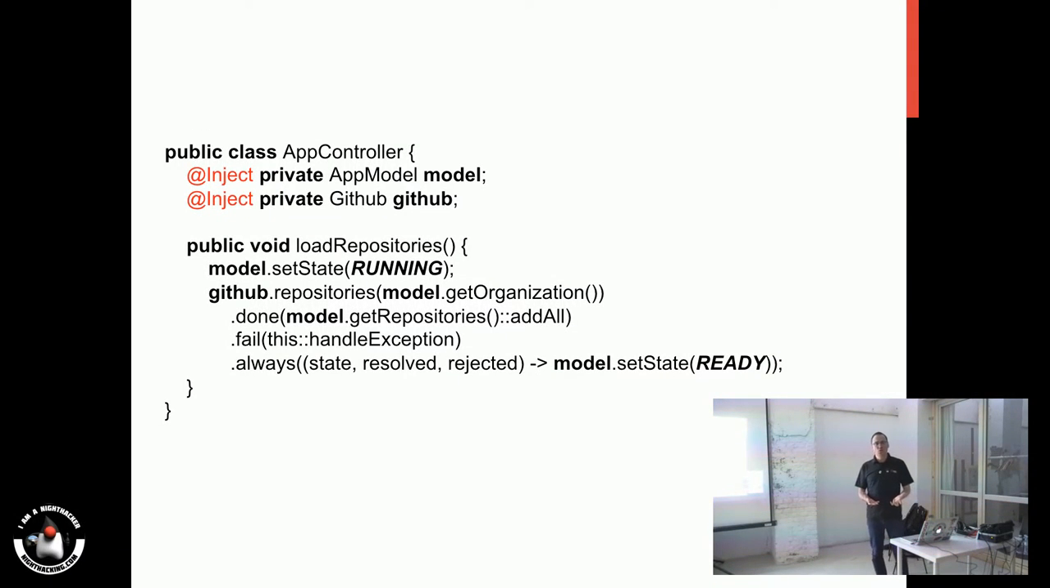The application that you saw is implemented using the MVC design pattern, so we will have a controller, a model, and a view. So here's the controller. Pretty much this is the whole controller. We would like to inject two objects, two collaborators: the model and the GitHub implementation of the API. We'll see that in just a moment. And that's basically what we want to do.